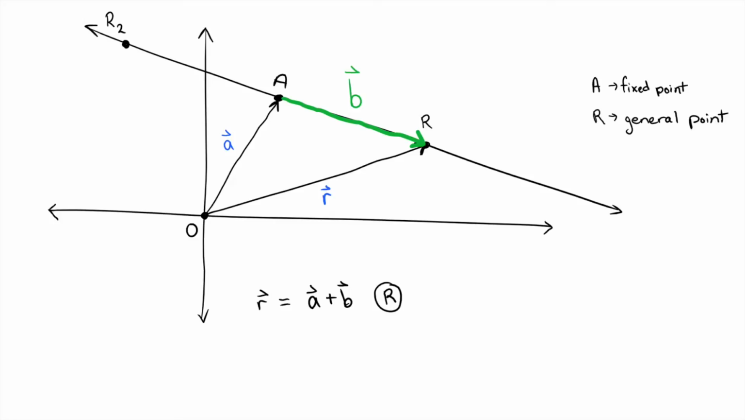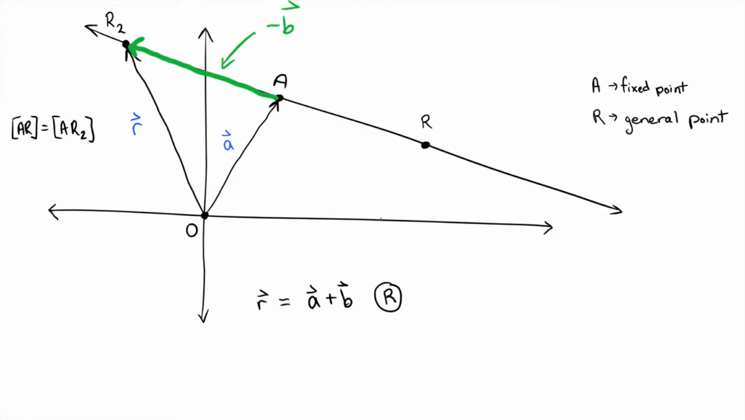Consider if my point is actually at R2. Let's say that the distance from A to R is the exact same distance as A to R2. So now my vector R going to my general point isn't going to be this vector, it's going to be this vector. And so now it's not A plus B that's going to get me to R. It's actually going to be A plus negative B. And so here, my vector equation for R, my point at this new location, is A minus B instead of A plus B.